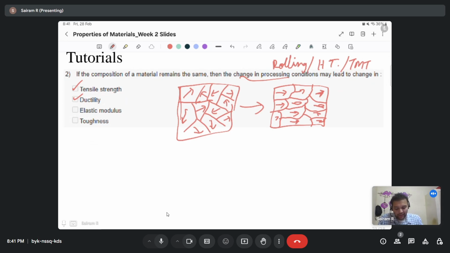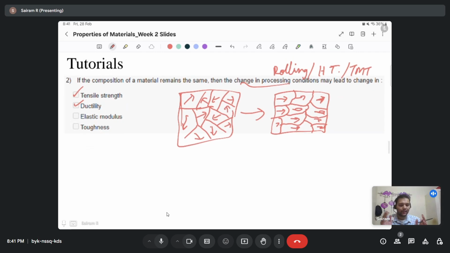With very large strains, so when there's a change in processing conditions, etc., we are going to move from the elastic regime to the plastic regime as well. Which means between two processing conditions, we could have differences in the grain size, differences in the grain orientations, etc., which can lead to a change in tensile strength, a change in the ductility of the materials. We could also have a change in toughness too.